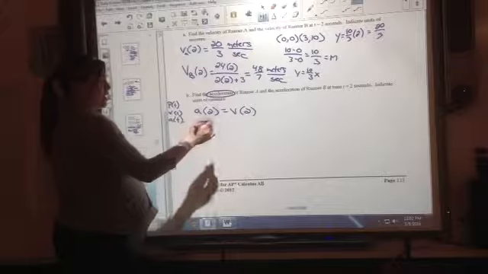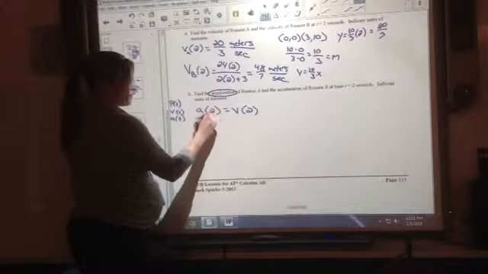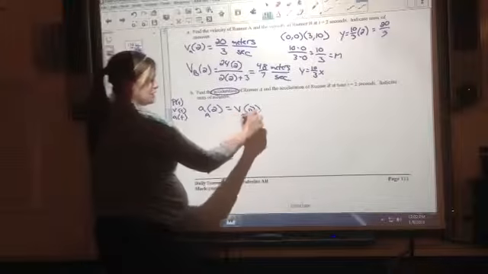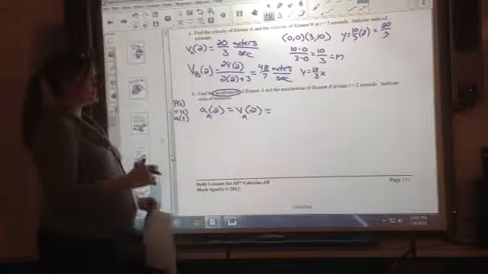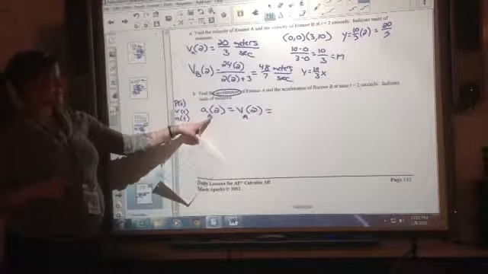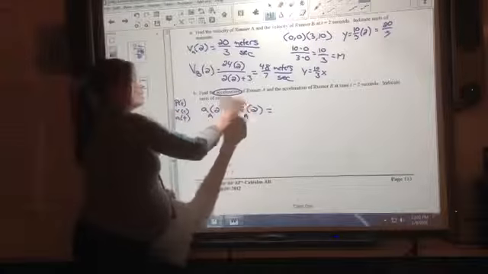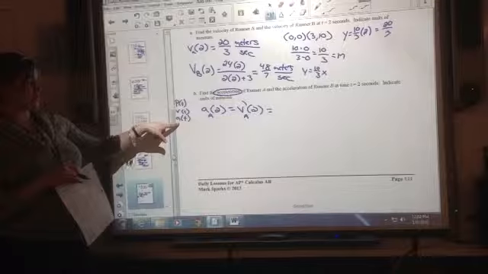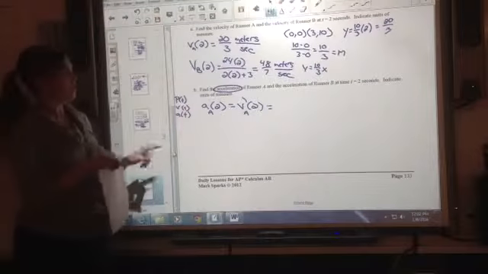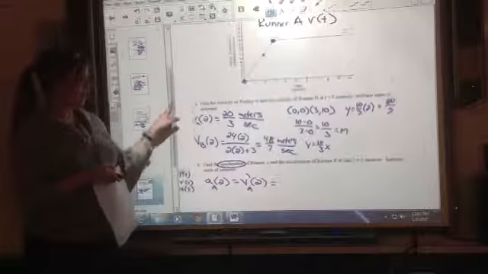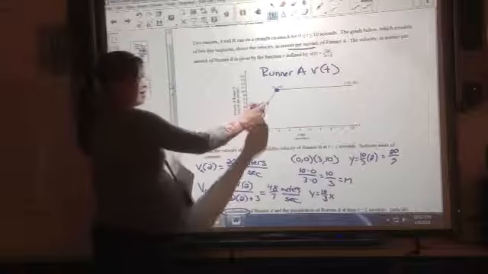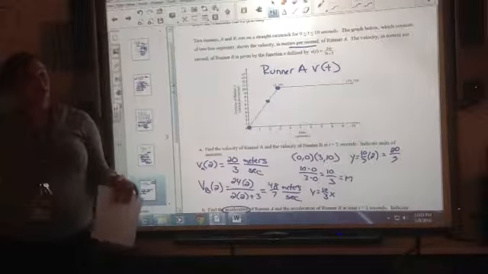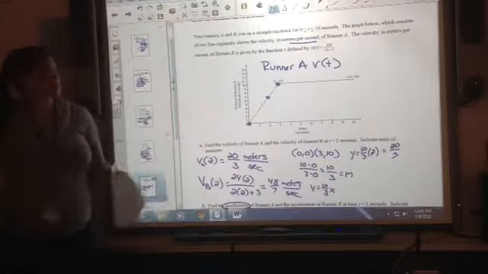Acceleration at 2 is the same as the derivative of velocity. Acceleration is the derivative of velocity. So I'm going to go up to the graph at 2, and I need the derivative. Derivative is the same thing as, yes, slope of the tangent.